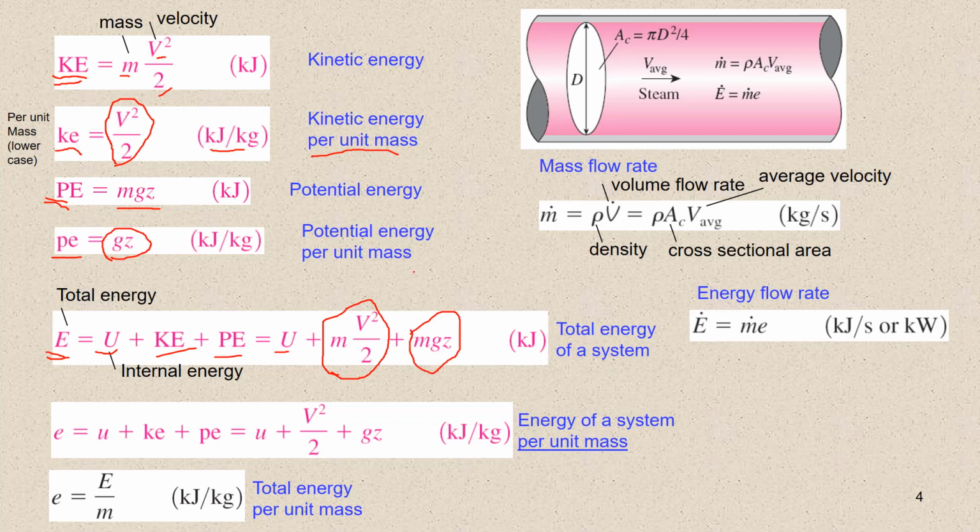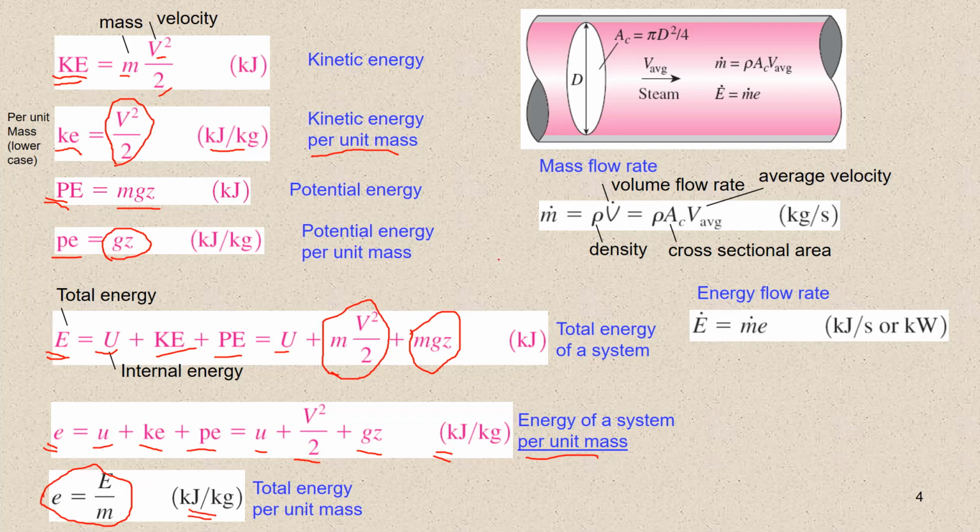And on a per unit mass basis, you would notice that simple e, total energy per unit mass, is equal to simple u plus simple ke, kinetic energy, plus simple pe, which is equal to simple u plus V squared divided by 2 plus g z. And the units would be kilojoules per kilogram. And you will notice that simple e, which is the total energy per unit mass, is equal to capital E divided by m, denoted by kilojoules per kilogram units.